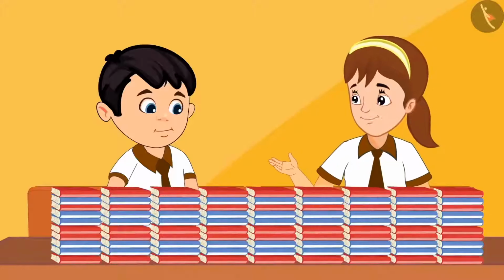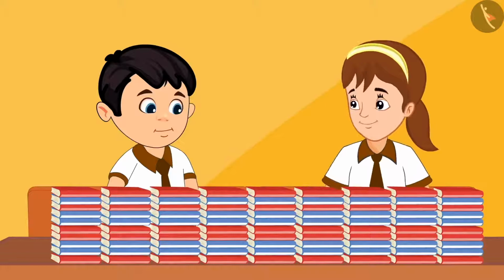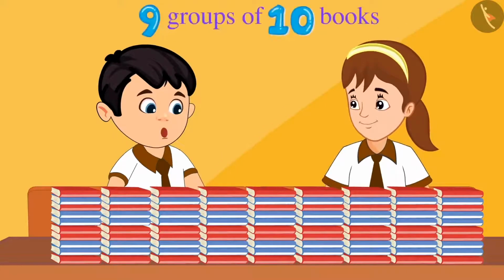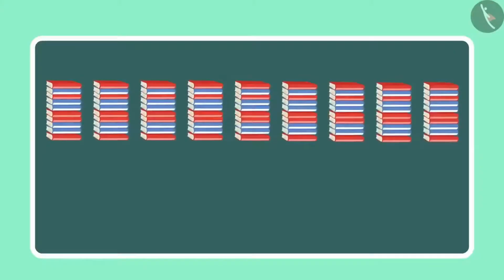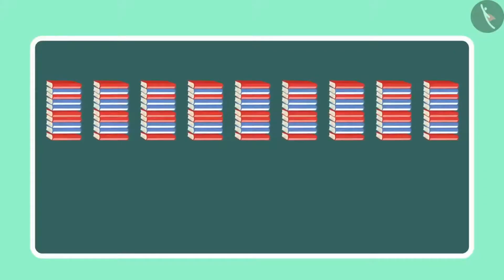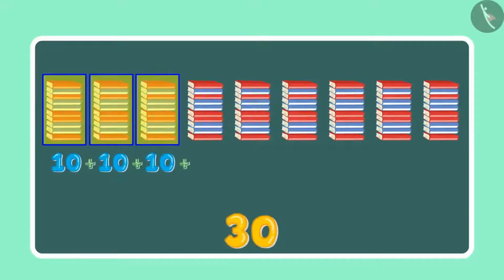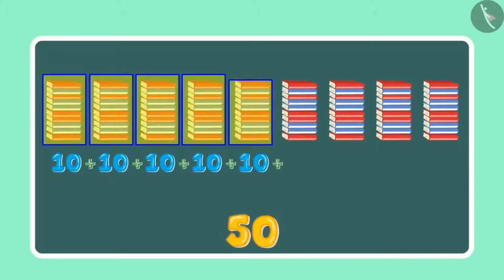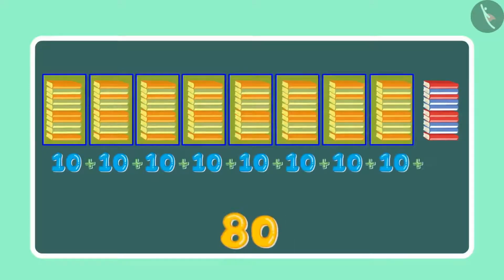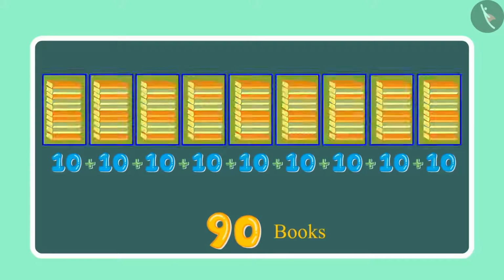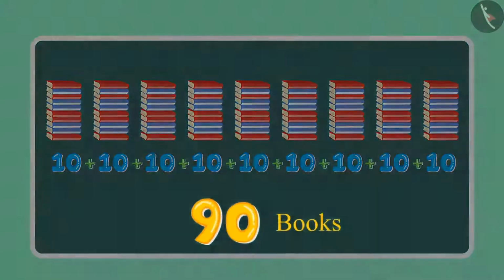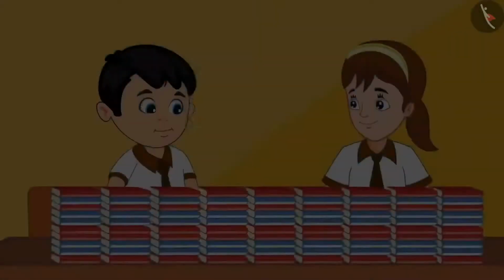Chotu, how many sets of books have been made? Aarti, 9 sets of 10 books have been made. Okay, 9 sets of 10, which means 10, 20, 30, 40, 50, 60, 70, 80 and 90. This means 90 books. Yes, 90 books.